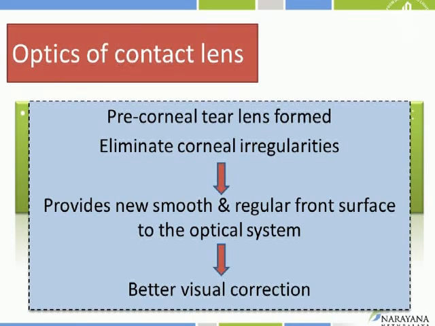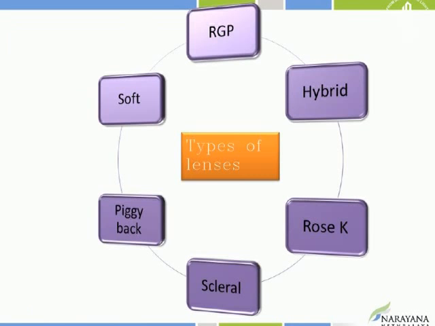A contact lens produces a precorneal tear lens which eliminates all the corneal irregularities. This provides a new, smooth and regular surface which in turn provides better visual outcome. This is the array of lenses that is available today for treating keratoconus. I will be taking them one after the other.